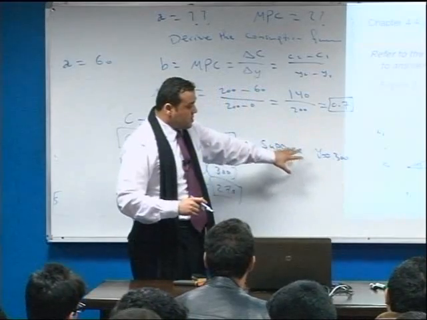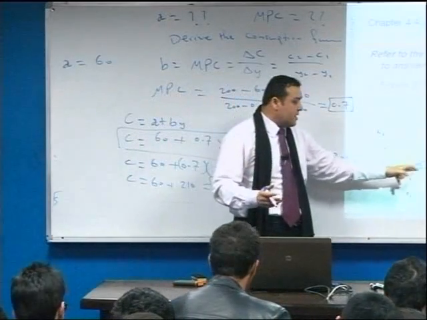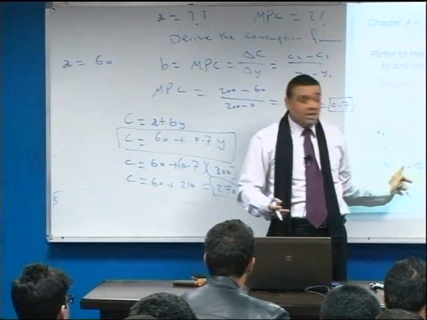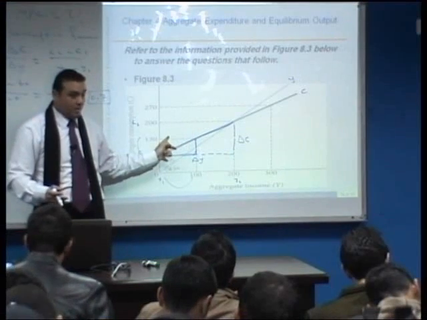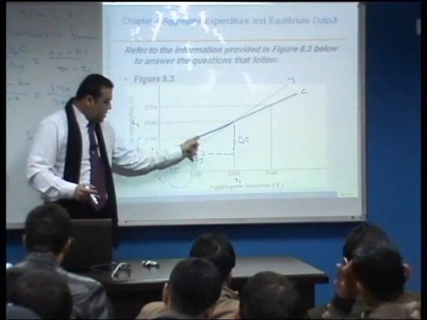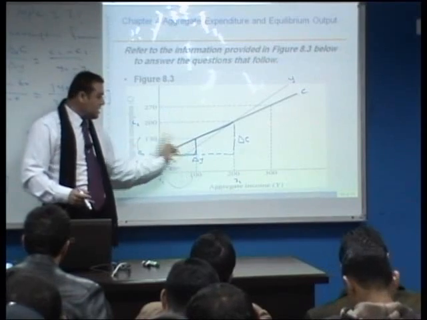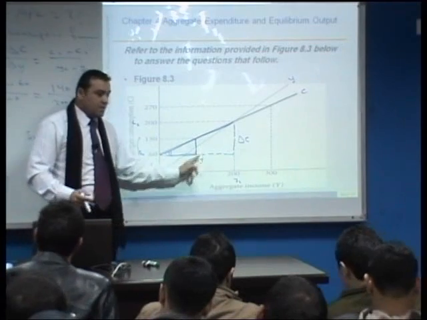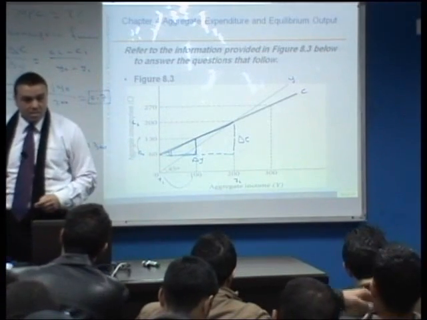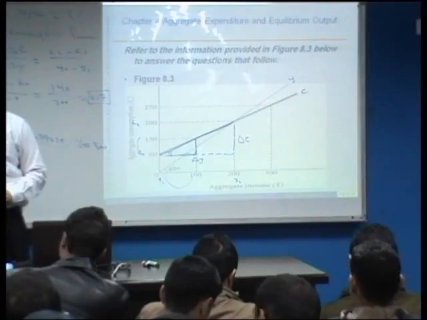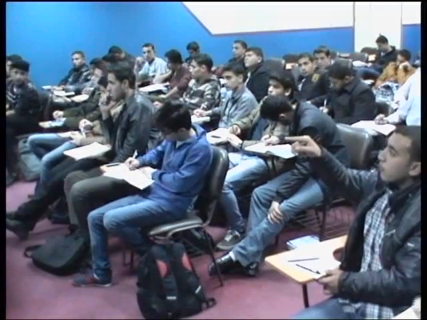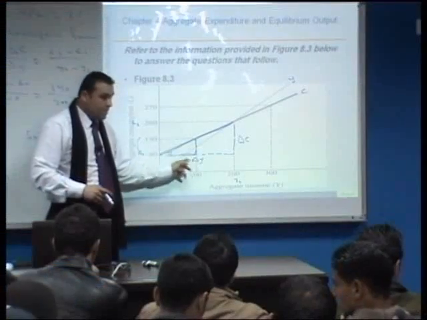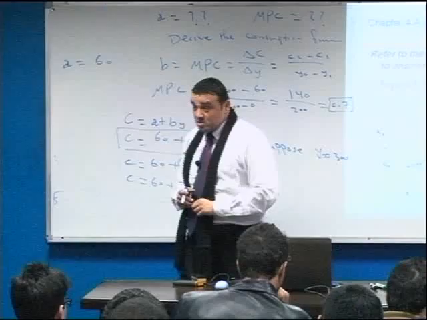Okay. Also we can derive the MPC by this triangle. But always start from the 60, which is the A, and make a triangle at any two known points. This distance over this distance: 130 minus 60 over 100 minus 0. The same result. Right? Making a triangle from here to here gives you the marginal propensity to consume.